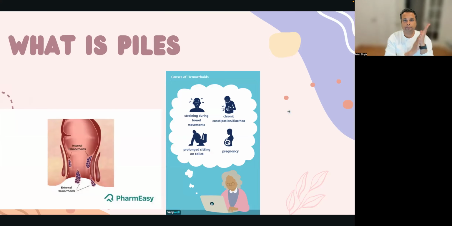So, what are piles or hemorrhoids? It's basically the veins in your anus, where your excreta comes out. Your veins get strained, so there is too much strain on them, and too much strain causes them to bulge out. Then they accumulate a lot of inflammation and just get swollen, swollen, swollen until it gives you discomfort, and you need either surgery or some kind of medication to remove that.